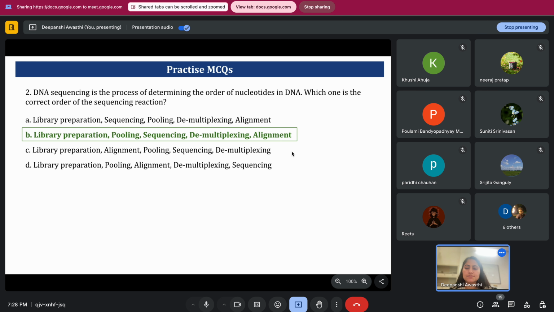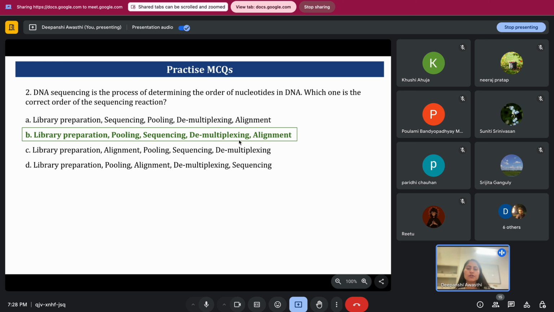Okay, now let's see. The correct answer is option B, which is library preparation, pooling, sequencing, demultiplexing, and alignment. Now let's look at why option A is not correct. Pooling is a kind of clustering step. When we were talking about Illumina sequencing, we said that after library preparation we go for clustering, which is also the pooling. You were increasing the number of fragments for better sequencing. So pooling is the second step, then comes sequencing.